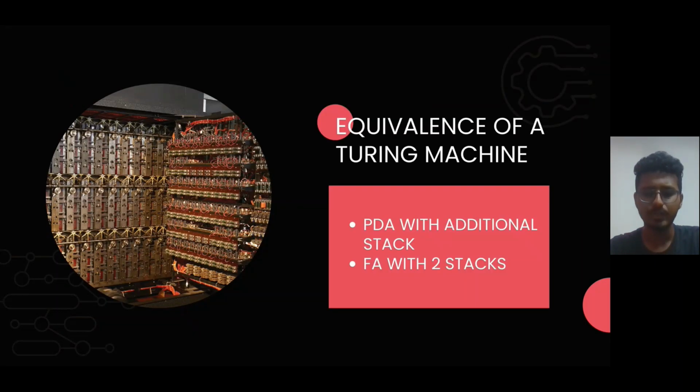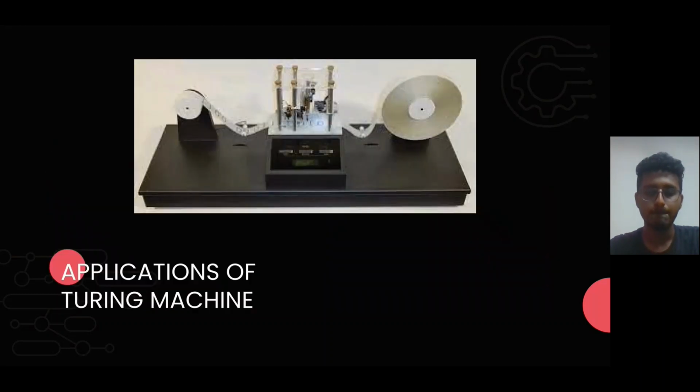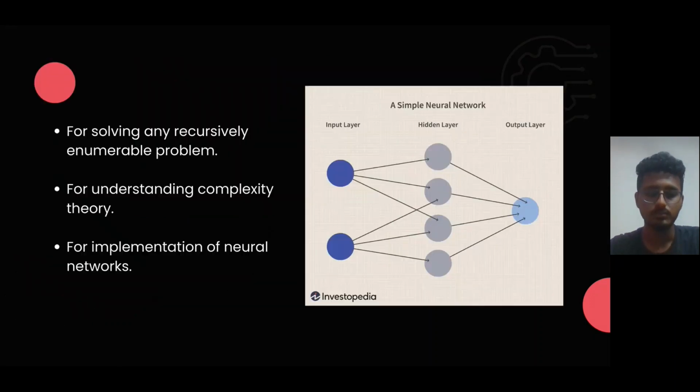So let us see the equivalence of a Turing machine. A Turing machine can be considered as a push-down automaton or PDA with an additional stack, or it can be considered as a finite automaton with 2 stacks. Their applications are unlimited, limitless. So let us see the applications of Turing machine. The applications of Turing machine, as we discussed, are limitless.